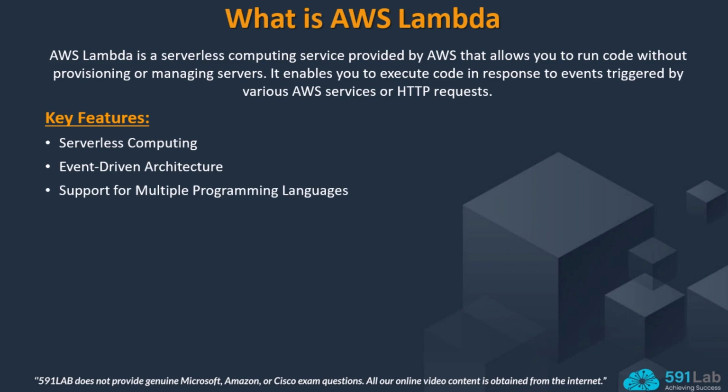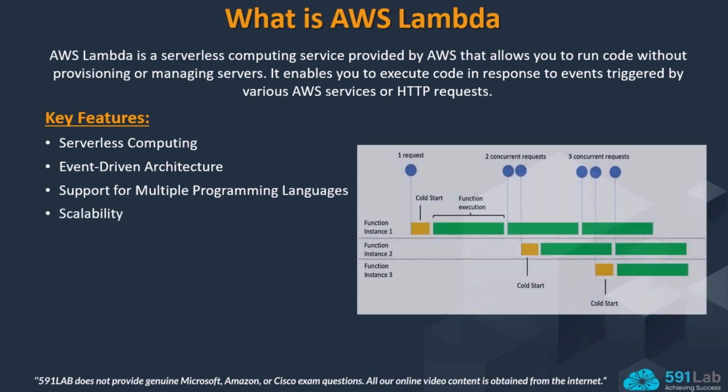Lambda supports multiple programming languages including Node.js, Python, Java, Go, .NET Core, and Ruby, allowing you to write functions in your preferred language. Lambda automatically scales to handle incoming requests and events from a few requests per day to thousands of requests per second, without any manual intervention. Each invocation of a Lambda function runs in isolation, allowing for horizontal scalability.